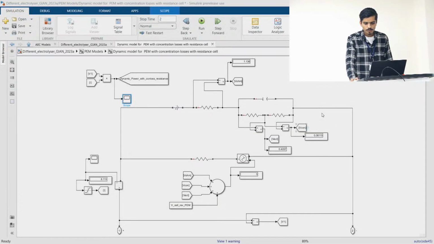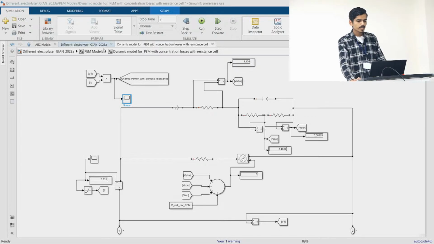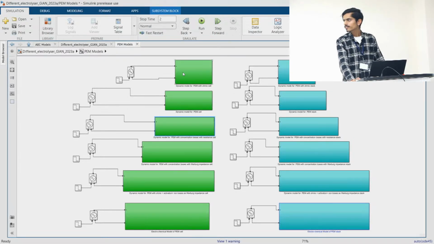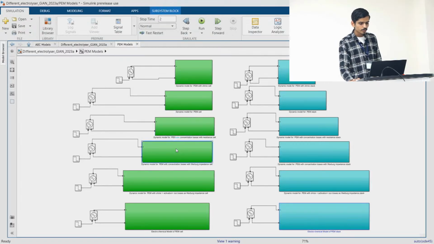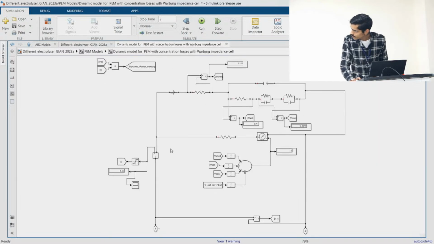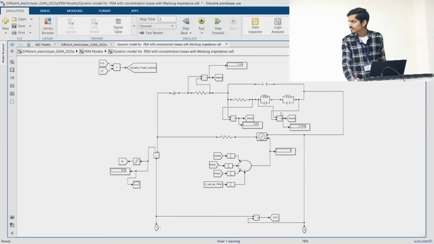So this counts the concentration losses as a resistance only, but as we all know we have two electrodes in our electrolyzer, so we have to make some arrangement so that the concentration losses of both electrodes are accurately modeled. To account for that, we are using this next model. In this model we account for the concentration losses as a Barberg impedance. A Barberg impedance is a resistance connected in parallel with a capacitance. Like in an RC parallel circuit, the time constant is equal to RC, so this results in an exponentially decaying curve.